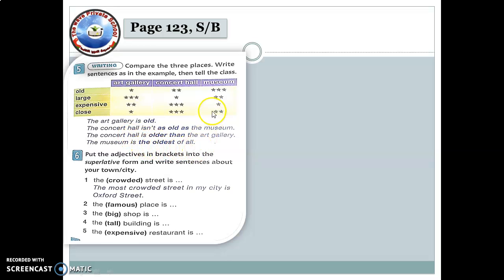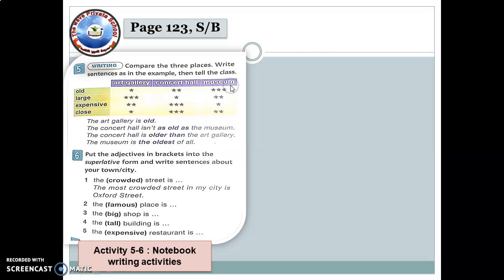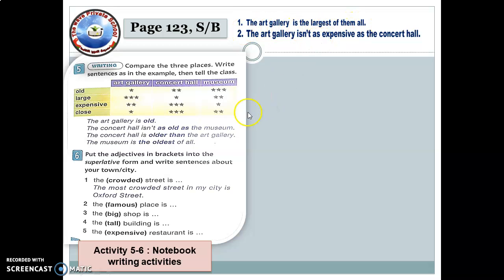Okay, now I have given you some examples here for number 1 and number 2. For example, the art gallery is the largest of them all. So the art gallery is the largest of the 3 places. And number 2, the art gallery isn't as expensive as the concert hall. Okay, I hope that is clear to you. Do it in the notebook, please.